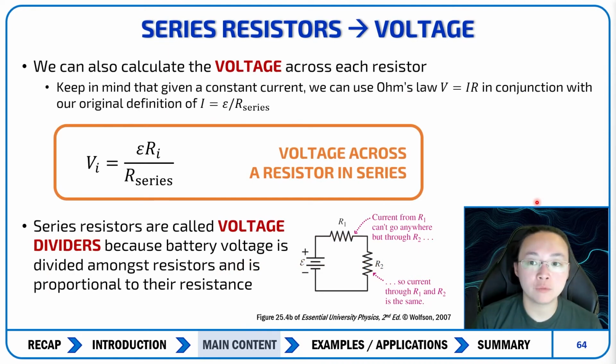Taking a look at the voltage for series resistors, we can calculate the voltage across each resistor because we have a constant current. So we can use Ohm's law, V equals I times R, in conjunction with our original definition of I equals epsilon over R series. Combining the two, V_i, the voltage across the resistor we've chosen, is equal to epsilon R_i over R series. Series resistors are called voltage dividers because the battery voltage is divided amongst your resistors and is proportional to their resistance.